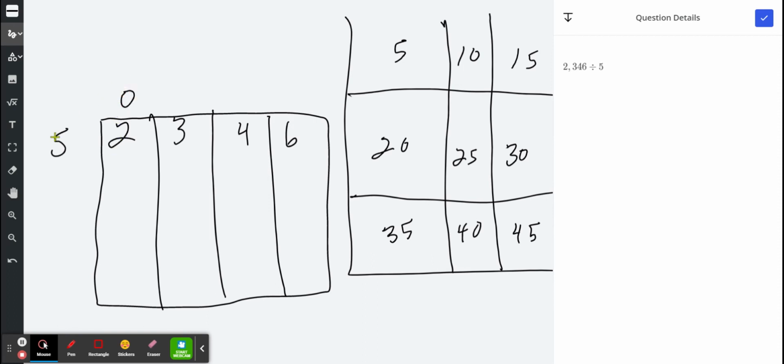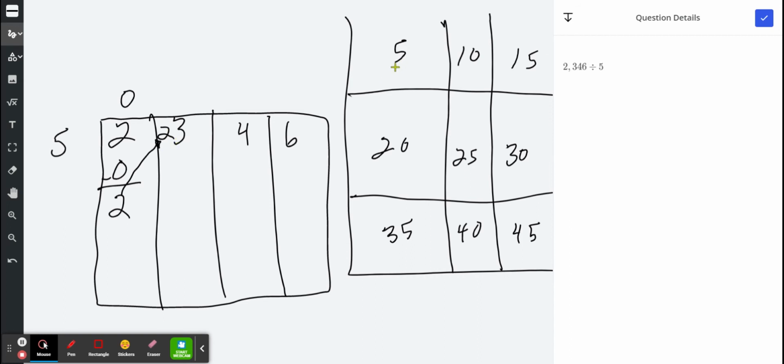And then what you do is multiply these two numbers. 0 times 5 is 0. And then subtract to find the difference. 2 minus 0 is 2. Now this 2, whatever we have left over after we subtract, is going to go up to the next place and make a new number. So we combined it with that 3, and we make 23. Now this is where you go to your chart and you see how many times 5 fits into 23.